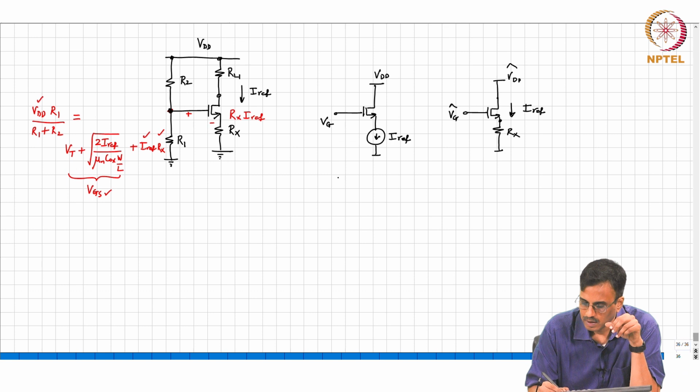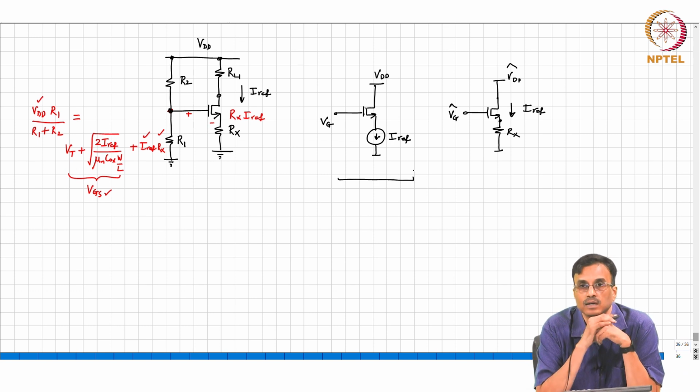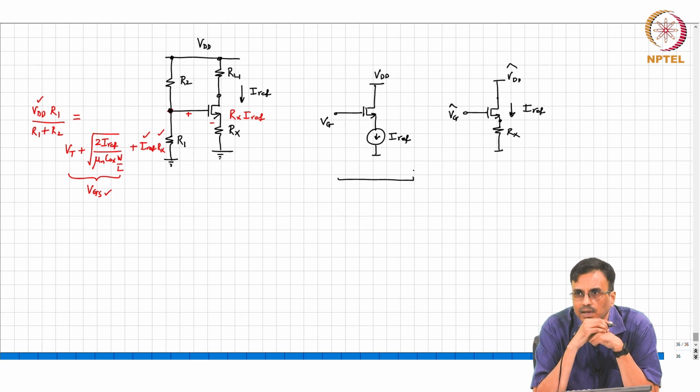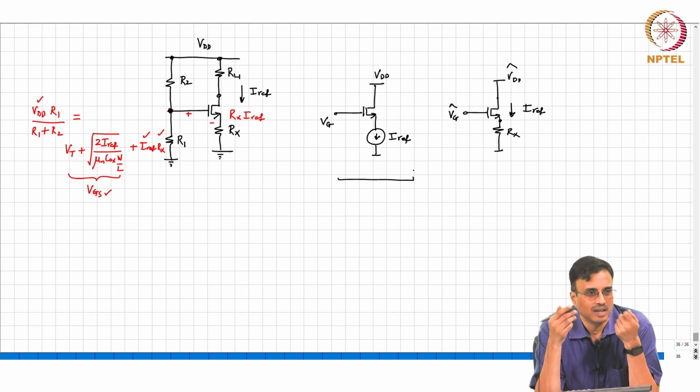Look at this here. How will we convince ourselves that this IREF stabilizes the bias? If you are in the lab, what will you do? You wiggle Vg and see how much ID changes.